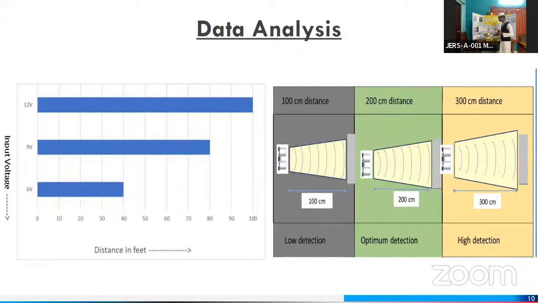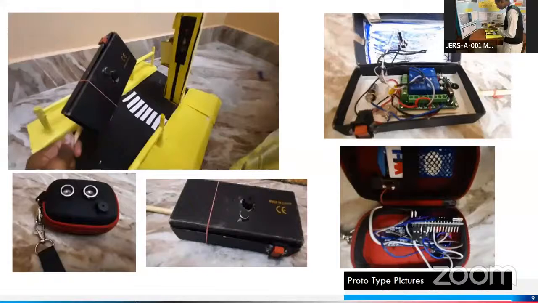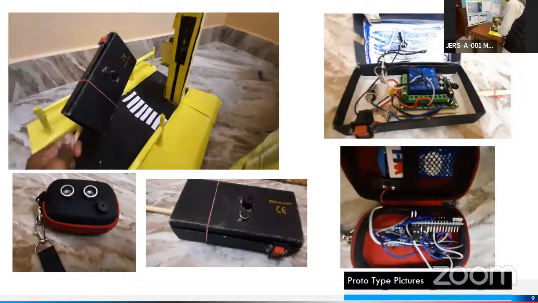Now moving on to the prototype. This is the traffic signal. Now, when there's a red light, the blind man won't receive any signal. And when there's a yellow light, the blind man will receive a vibration. It's not audible, sir, but vibration is taking place here. And when there's a green signal, the blind man will receive a buzzer sound.